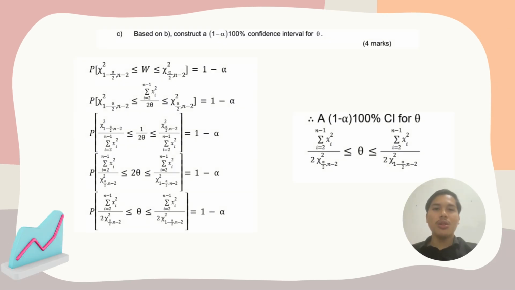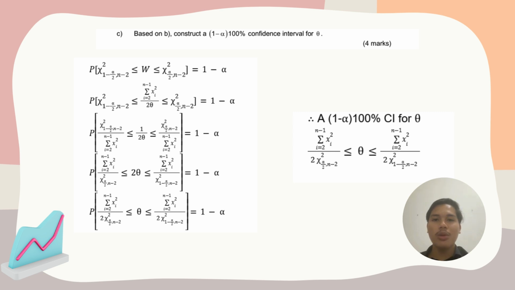So next, we go to question C. Based on B, construct a 1 minus alpha 100% confidence interval for theta. Okay, first, we take the formula of the estimation of variance. So we get P[chi-square 1 minus alpha over 2, n minus 2 less than or equal to W less than or equal to chi-square alpha over 2, n minus 2] equal to 1 minus alpha. The degrees of freedom of the chi-square is n minus 2 because we got it in question B.